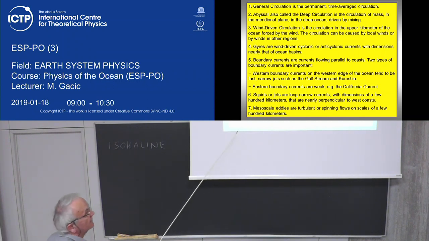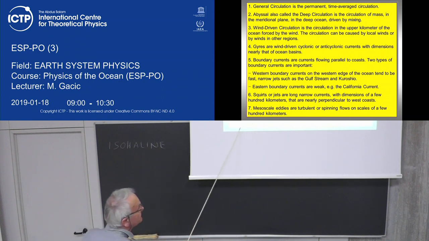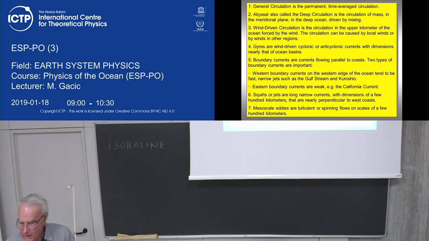You can see that mesoscale eddies are turbulent or spinning flows on scales of a few hundreds of kilometers in the world ocean. In the Mediterranean or in the Adriatic, these eddies are smaller. They are on the order of 50 kilometers. So the dimensions are dictated to a certain extent, not completely, by the dimension of the basin where they appear.